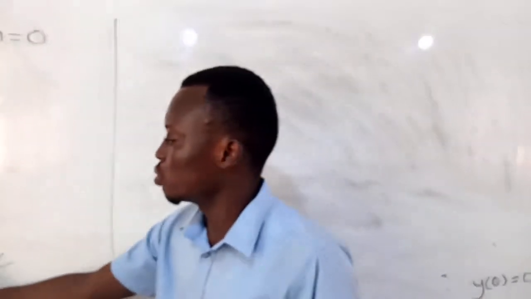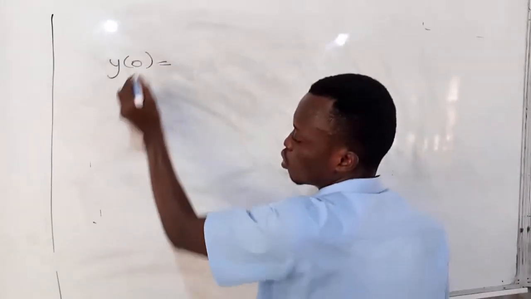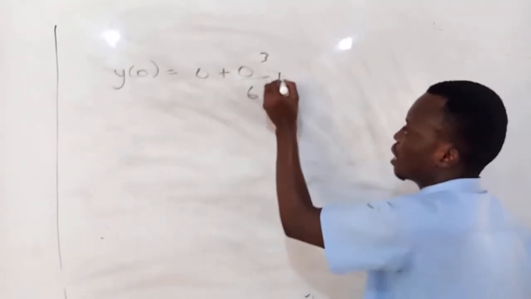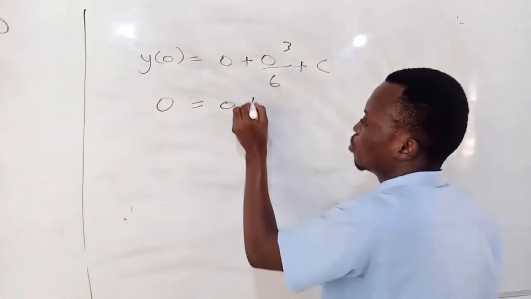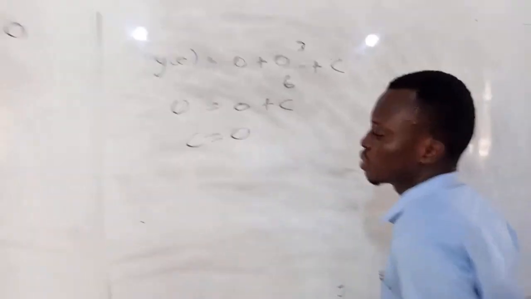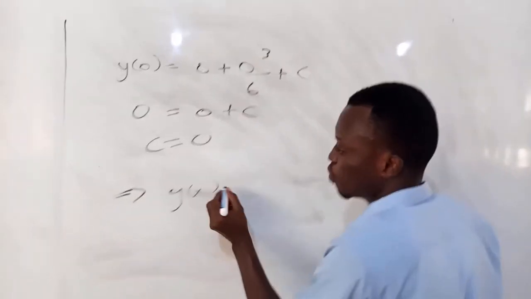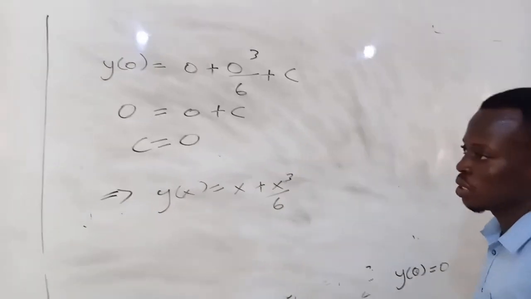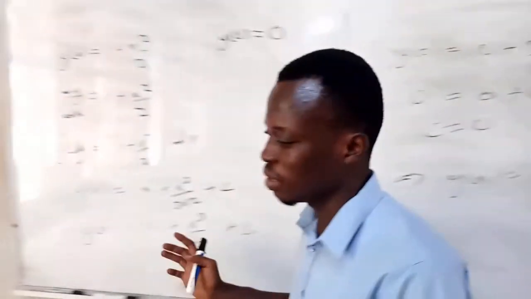So if you apply your initial condition to this equation, wherever you see s, you replace it with 0. So I'm going to have y of 0 equal to 0 plus 0 raised to the power 3 divided by 6 plus c. And y of 0 is the same as 0. So it becomes 0 equal to 0 plus c. So my c is equal to 0. This implies that my particular solution becomes y of s equal to s plus s cubed divided by 6. So let's consider a different example, our last example for this section.